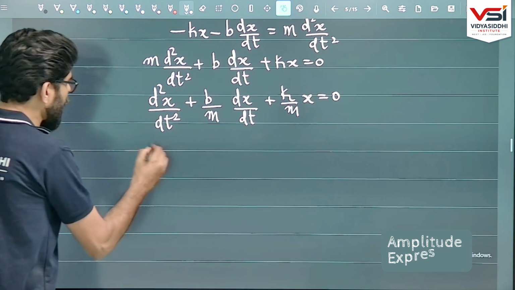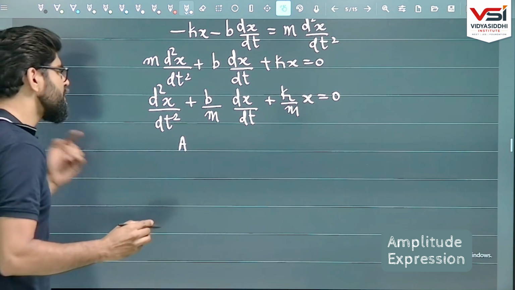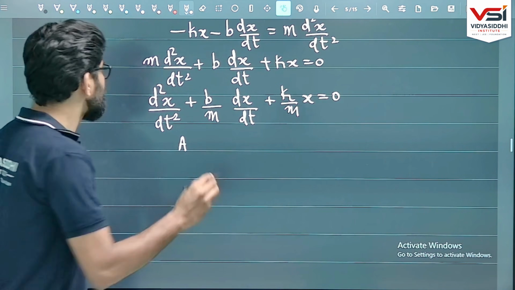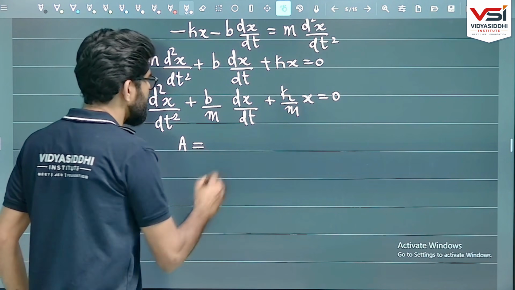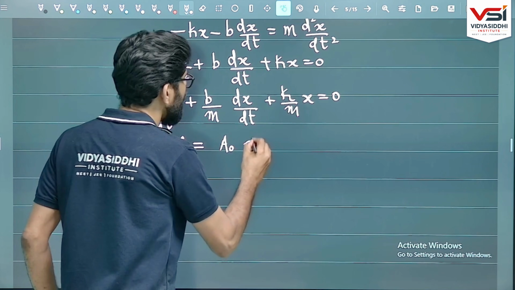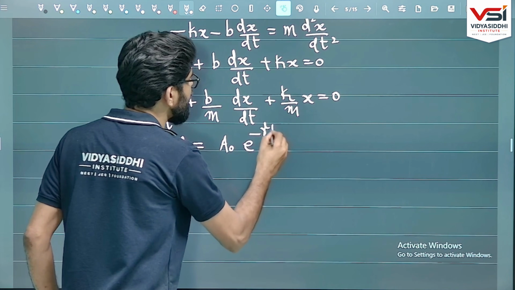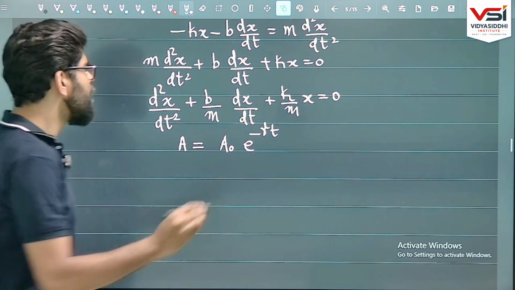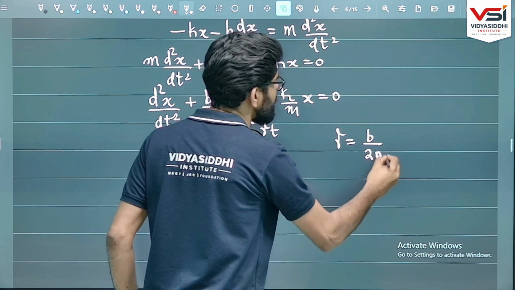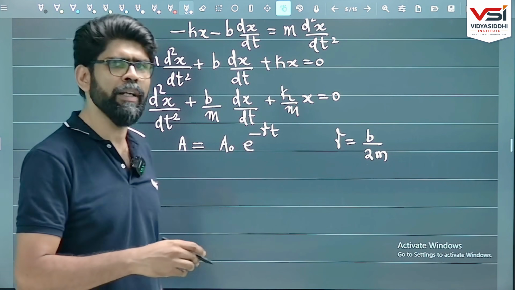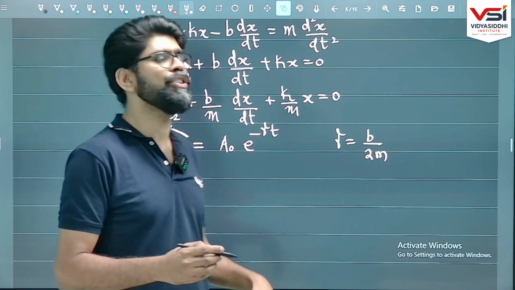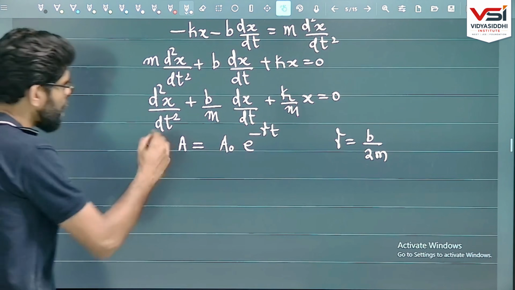The amplitude of this oscillation will be damped, which means the amplitude is exponentially decreasing with time. We can write the expression as A0 e to the power minus gamma t, where gamma is a constant given by b by 2m. I am not going into the derivation of that; you can just understand that amplitude is exponentially decreasing with time.